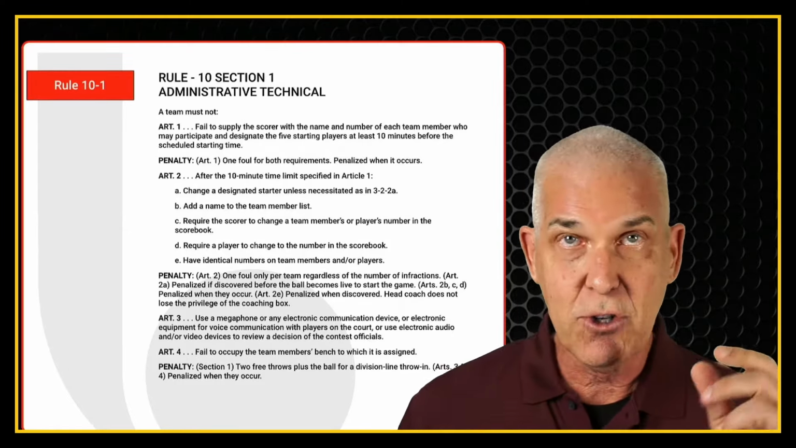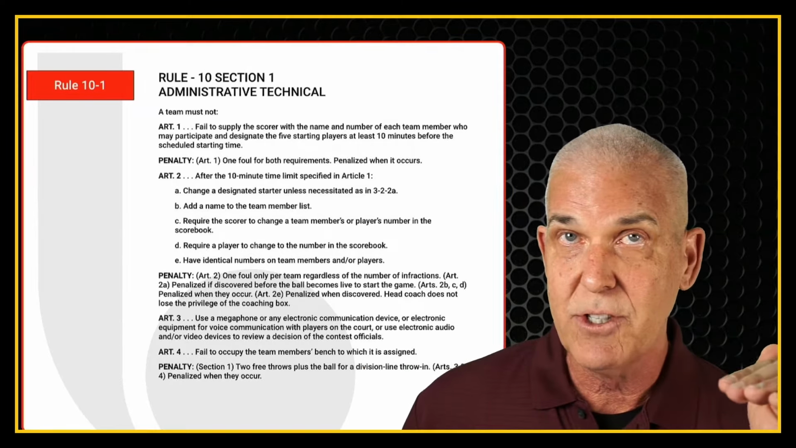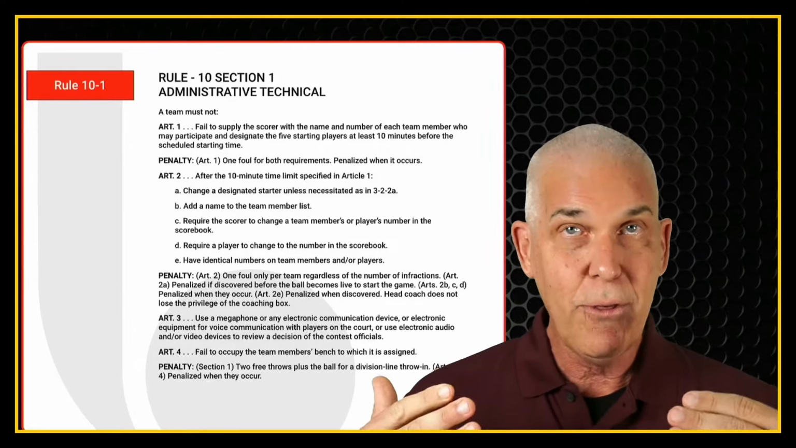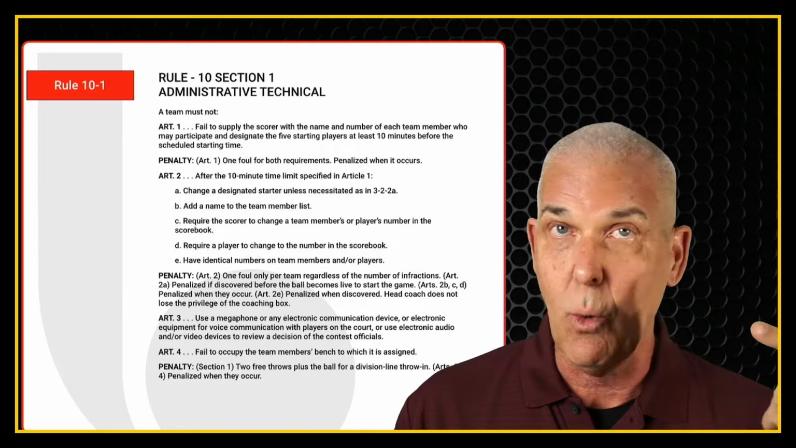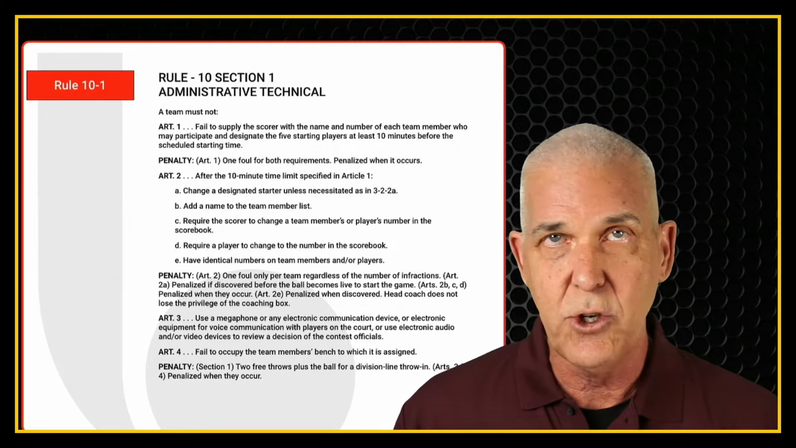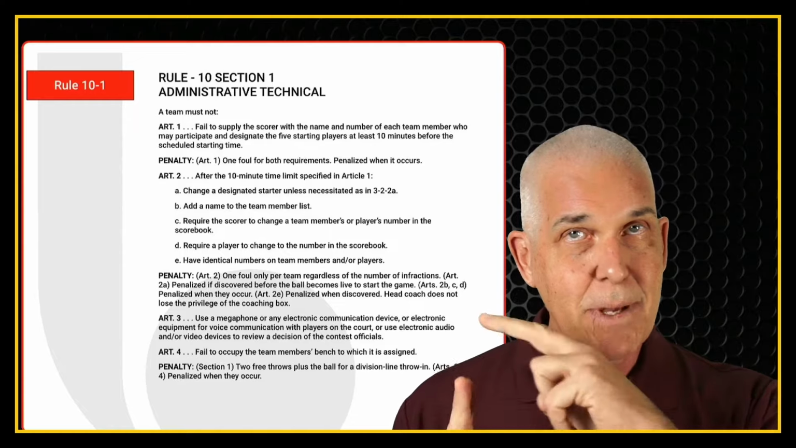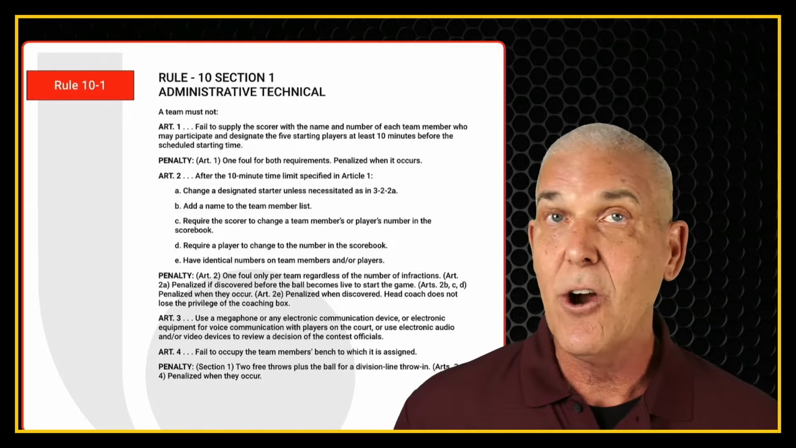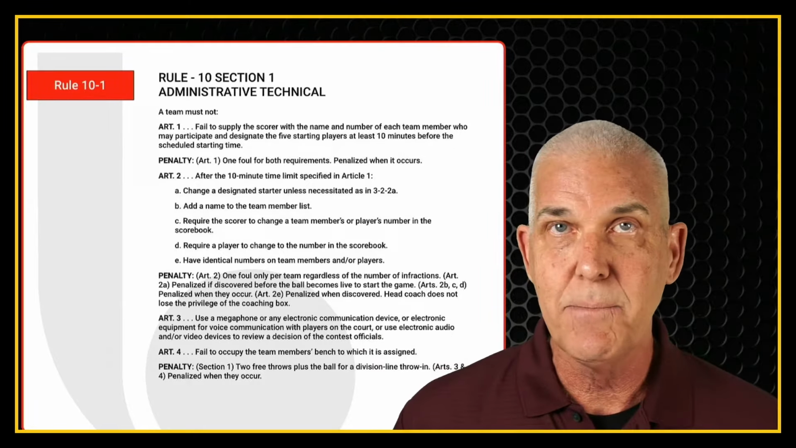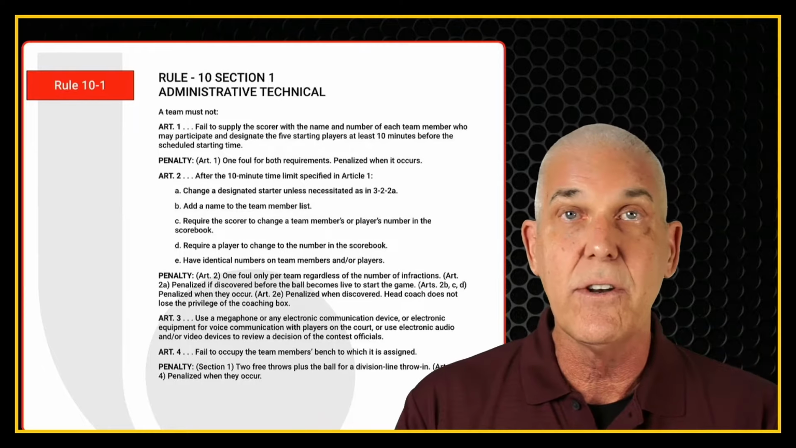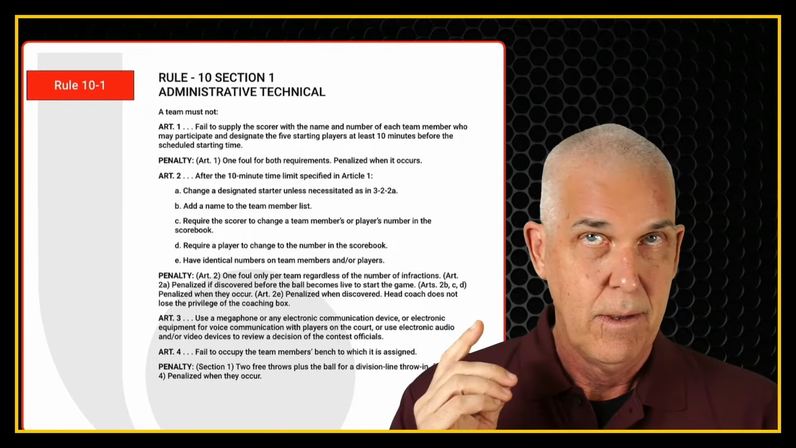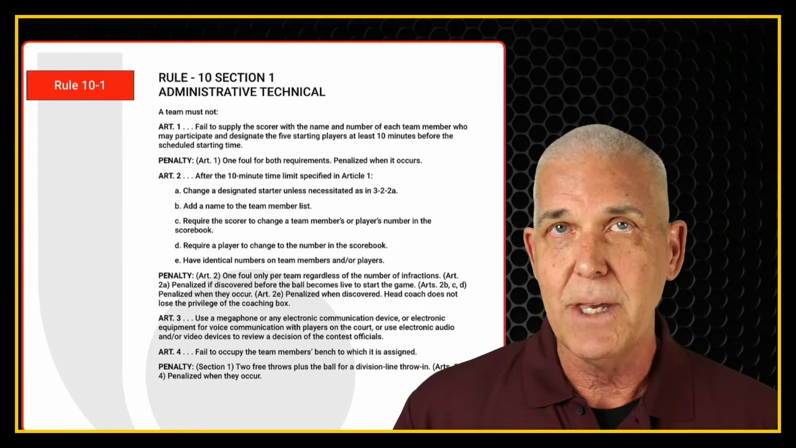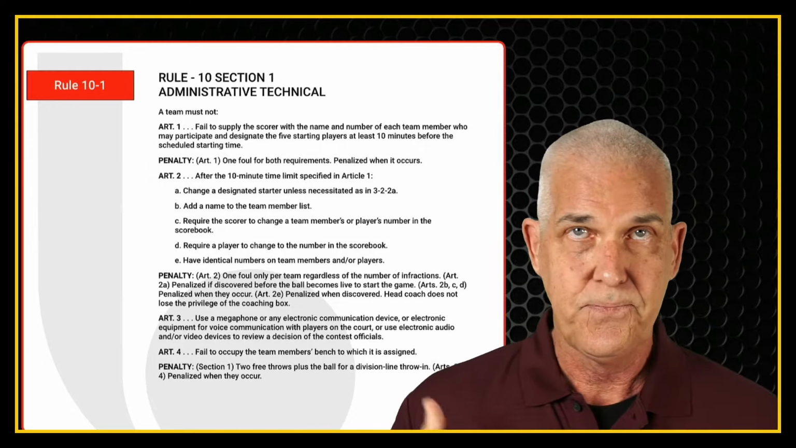Now, the first 2 articles are the most important: failure to supply, and then errors within the information supplied. Both of those could receive technical fouls. Article 1 could be, I submitted my roster at the 2-minute mark. I'm assessed an administrative technical foul for the delay in submitting the information. And then Article 2, there's an error in the submitted information that is discovered at some point during the game. It's Article 2 that the limit of 1 per game is in reference to.